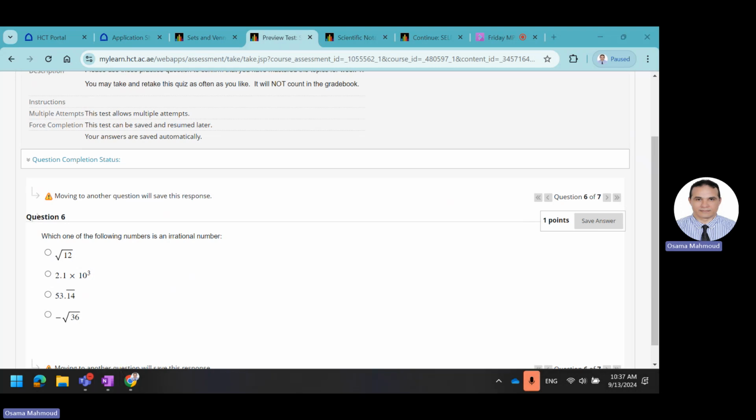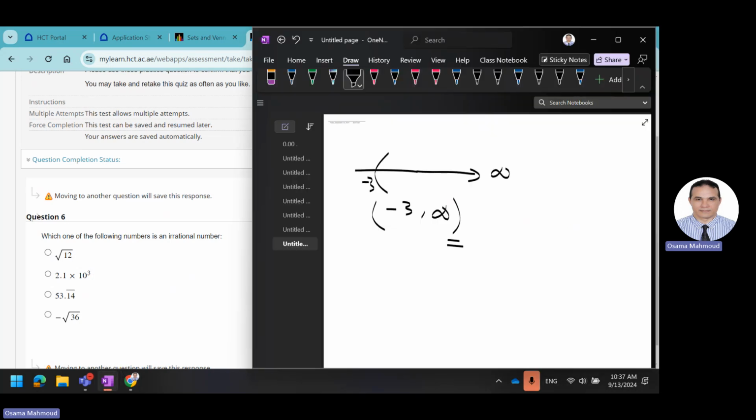Now, I didn't tell you about this repeating number, 53.14, with a bar over it. It means this 14 is repeated many times, so you keep having 1, 4 up to infinity. But it's still rational, right? Still a rational number because I have equality here. Minus square root of 36? The square root of 36 is 6, so minus 6 is rational.